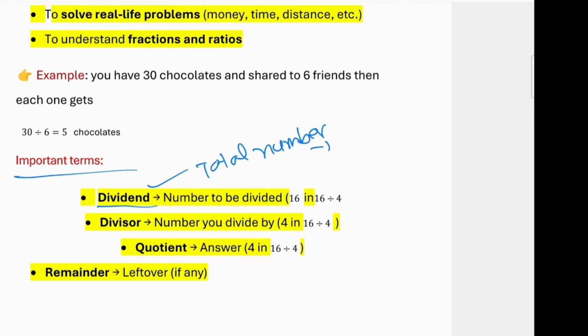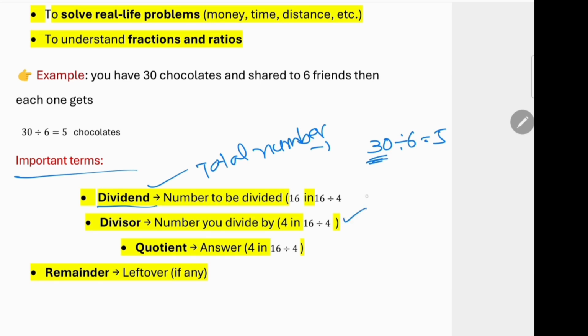For example, 30 divided by 6 is equal to 5. Here 30 is the dividend. It is the total value.